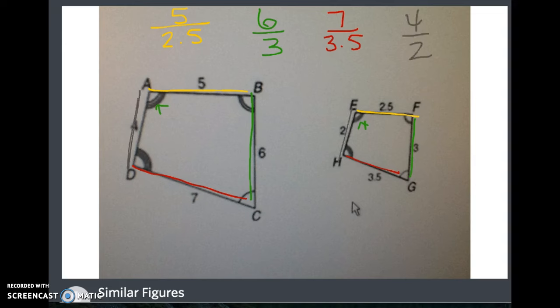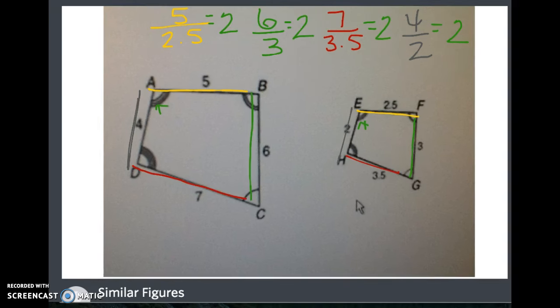Now I want to see if all of these are equal to each other, then these shapes are similar. Here's how I'm going to test it out. I'm going to see what these equal when I divide it out. I know 4 divided by 2 is 2. I know 6 divided by 3 is 2. If I take 7 divided by 3.5, that's actually 2. And 5 divided by 2.5 is 2. So their ratios all equal 2. These two shapes are similar because their corresponding sides are proportional. They all equal 2, so basically this big one is 2 times as big as the small one.